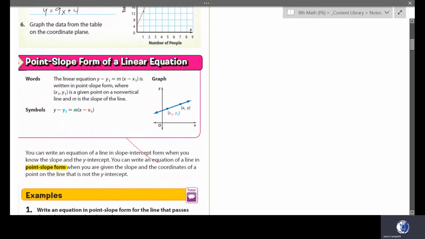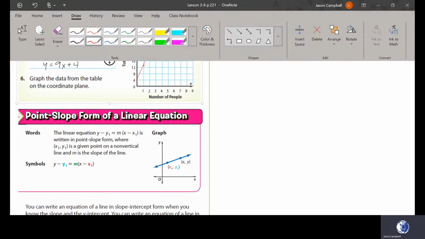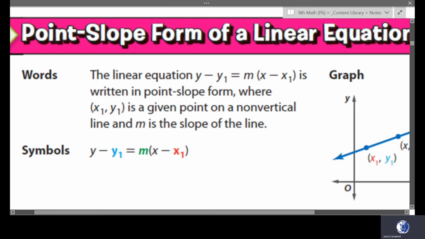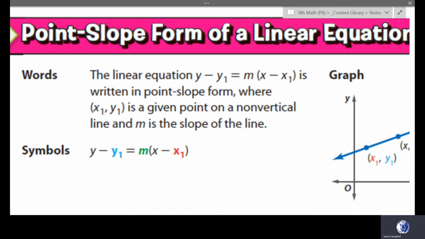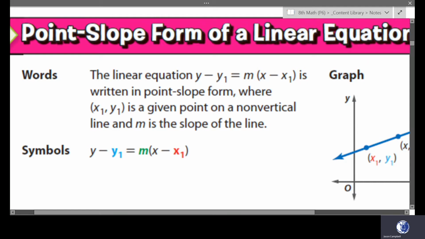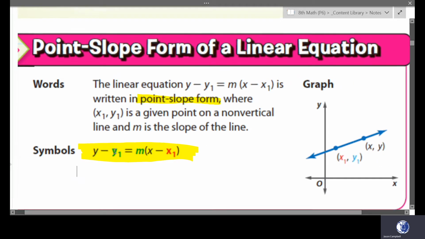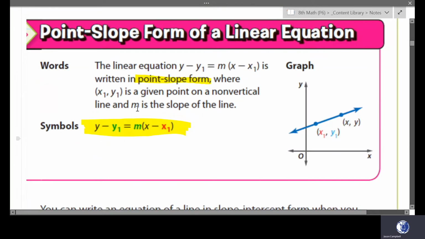Point-slope form of a linear equation. The linear equation y minus y1 is equal to m multiplied by x subtract x1 is written in point-slope form. So point-slope form is this form here. That's going to be another form that you're going to want to memorize, where x1, y1 is a given point on a non-vertical line and m is the slope. So you have a point and a slope. That's why it's called point-slope form.